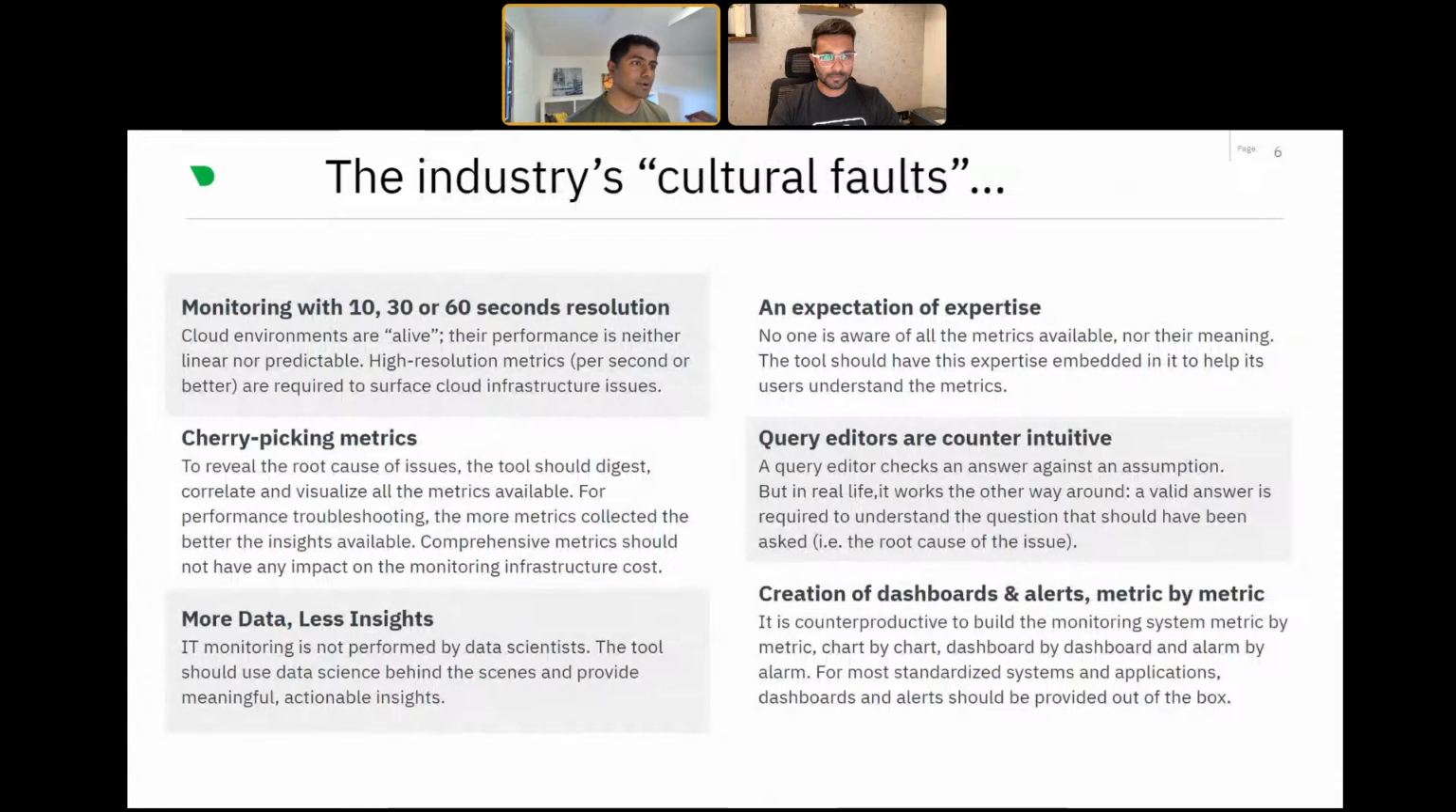So if we talked about effective monitoring, if it's so great, why doesn't everyone effectively monitor all their infrastructure, right? So there are a few issues here. This is what we call cultural faults of the industry, which are the things that make monitoring a chore, right? It makes monitoring hard, complex or time consuming. It makes monitoring not something that is enjoyable, right? So let's go through some of these things.